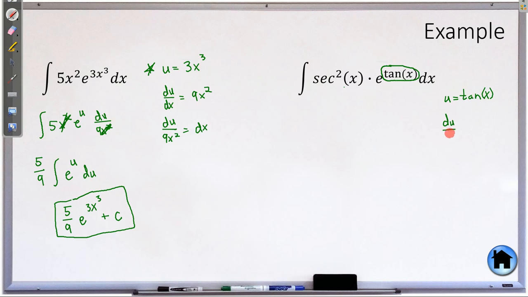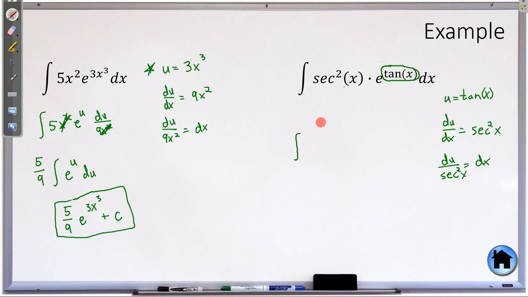du dx. Derivative of tangent, it's probably been a while, is secant squared. And then dx will be du over secant squared. Good reminder of what that derivative is. It's probably been a while. And you can see that this secant squared is going to cancel out that secant squared.